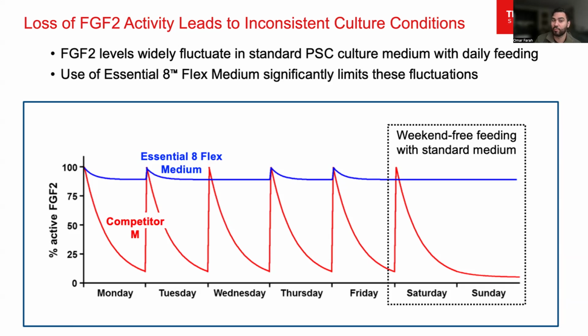Now that we know a little bit more about the media and the different components that can, for example, stabilize FGF2 activity, we can tweak our formulations to make sure that we address that issue and make sure that our cells maintain somewhat of a homeostatic condition across the entire culture period. Super important. Thanks, Omar.